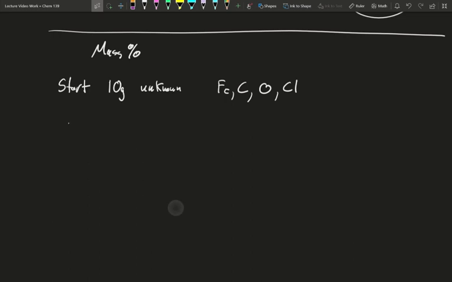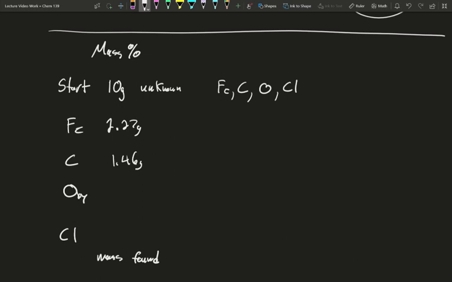Let's say for the iron, the carbon, the oxygen, and the chlorine, we find the following weights: 2.27 grams for the iron, 1.46 grams of carbon, 1.95 grams of oxygen, and 4.32 grams of chlorine.